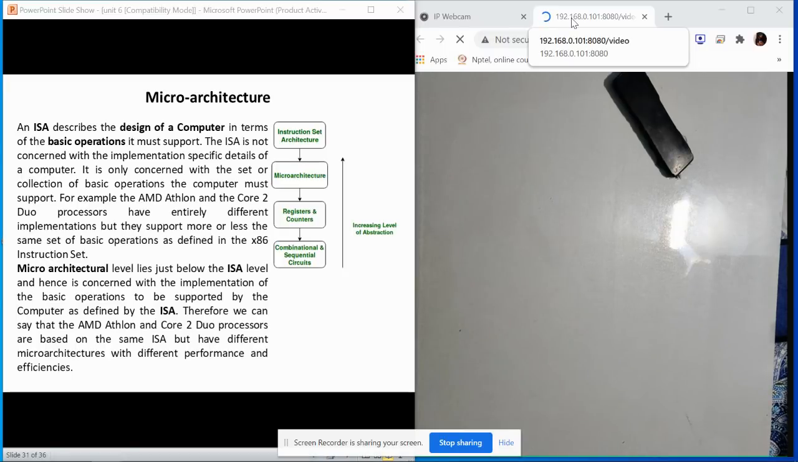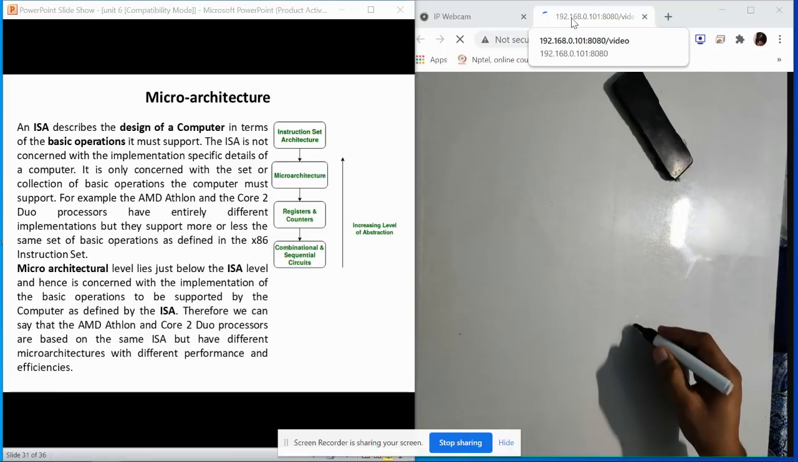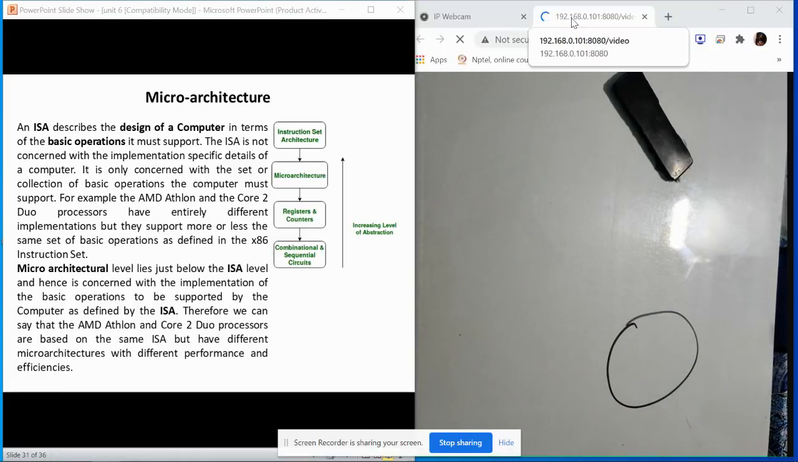So different computers have different implementations. If we talk about the Intel system, Intel has its own implementation, whereas AMD has its own implementation. The microarchitecture level is just below the instruction set architecture, which means there will be a set of instructions. We have some instructions, and those instructions are going to get executed.